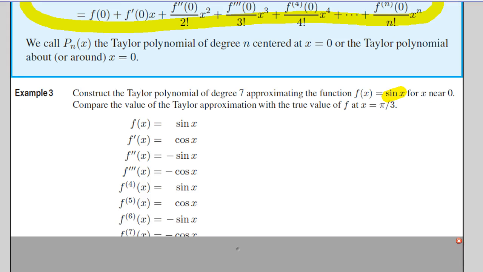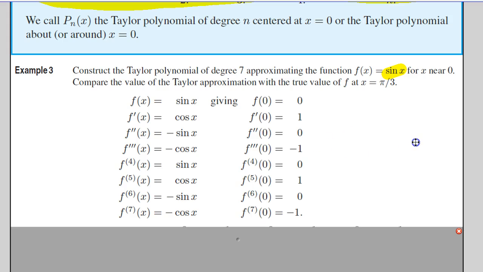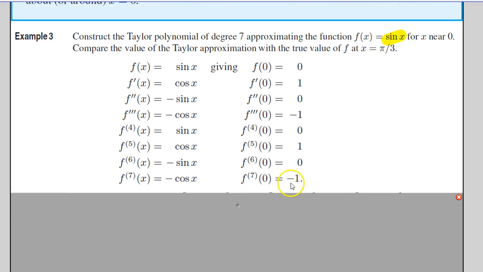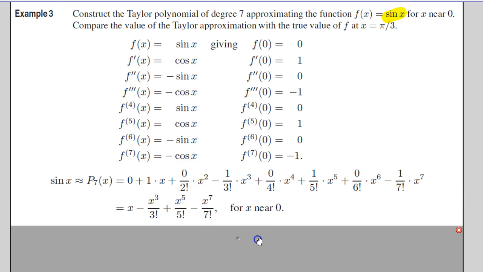So we list all the derivatives from the first derivative to the 7th derivative of sine. And if you remember, the function values must match. So therefore, we know that f of 0 and all these values at 0 will give us these function values, okay? And then we can use that to build up our Taylor polynomial. And don't forget the n factorial on the bottom. So this is how it looks.